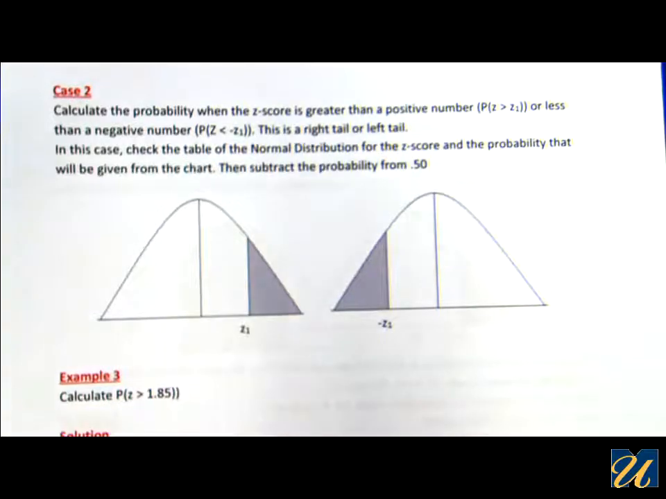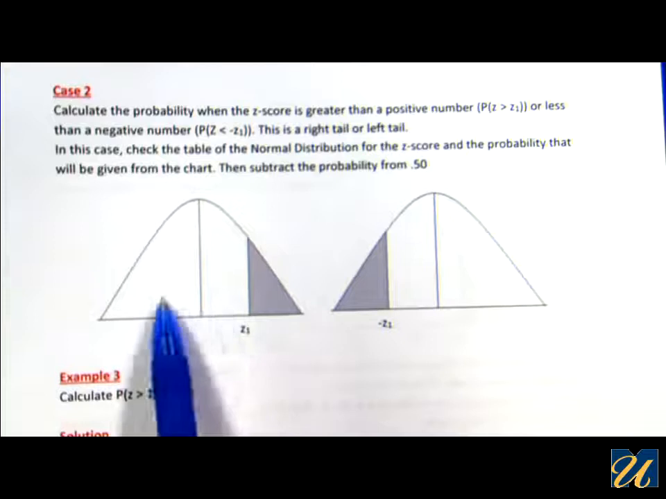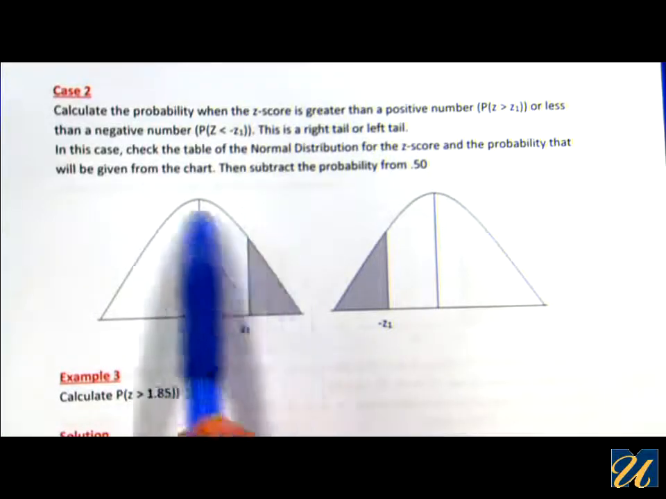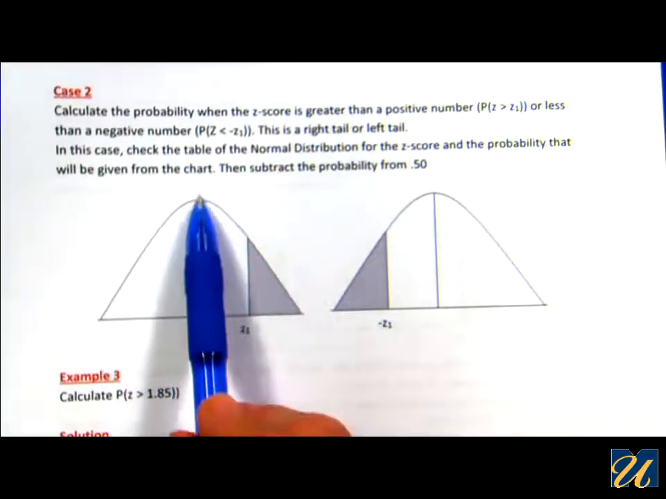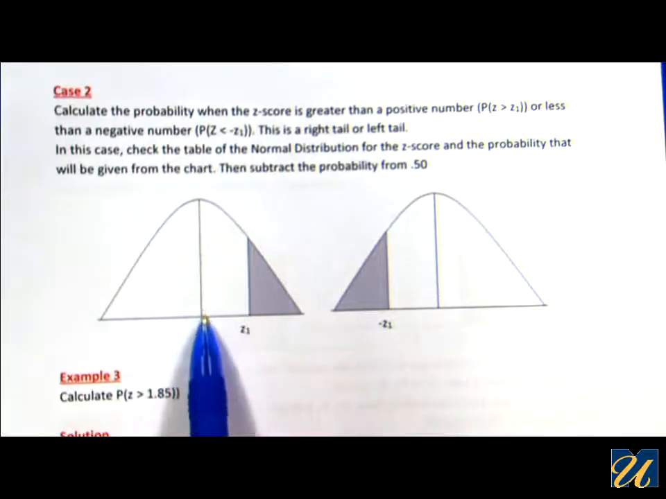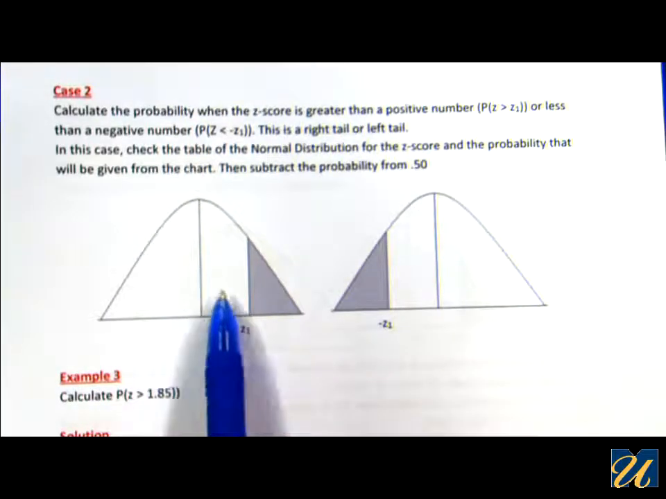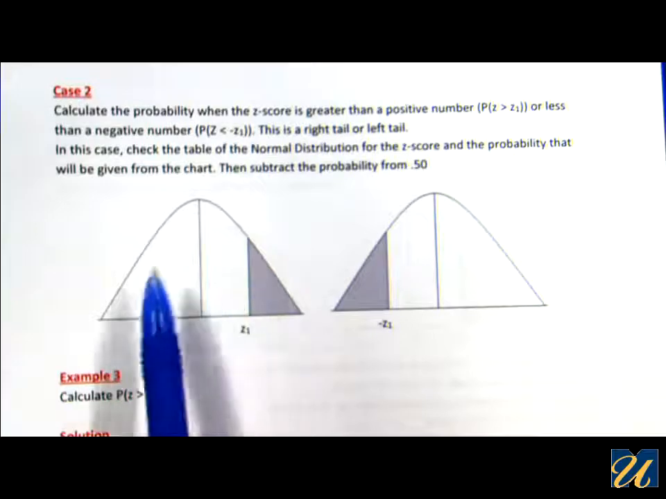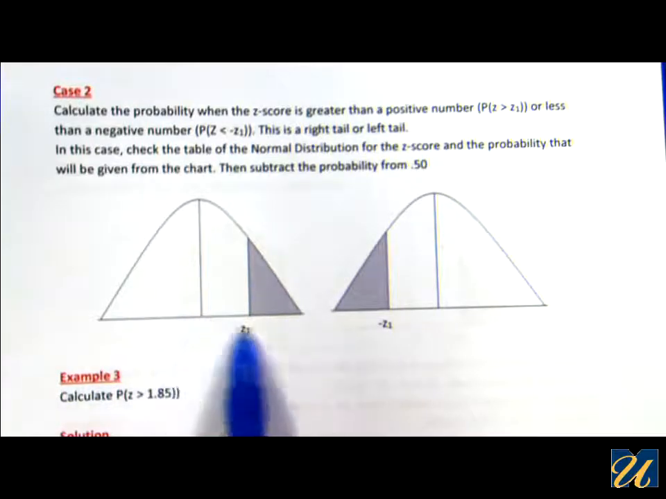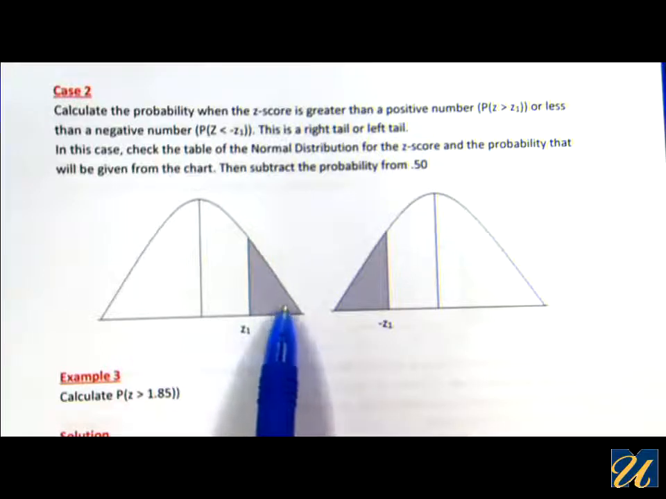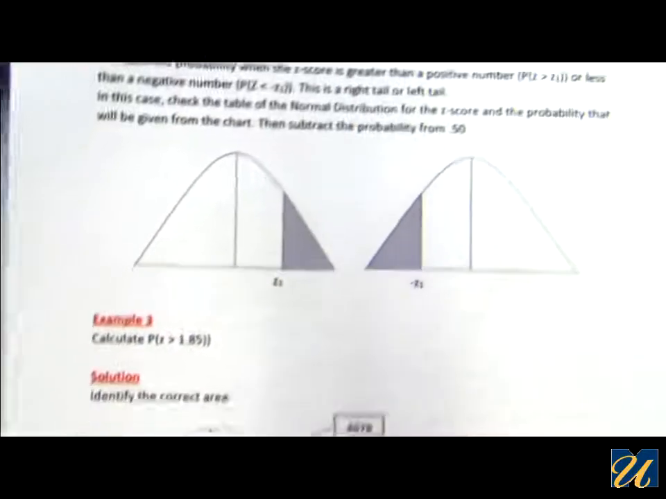Why do we subtract from 0.5? Because based on the main properties of the normal distribution, the total area is 1. The normal curve is symmetric about the mean. That means that the mean separates the two into 0.5 and 0.5. If this is 0.5 and I subtract the area that I get from the table, I will be left with the area that I want.